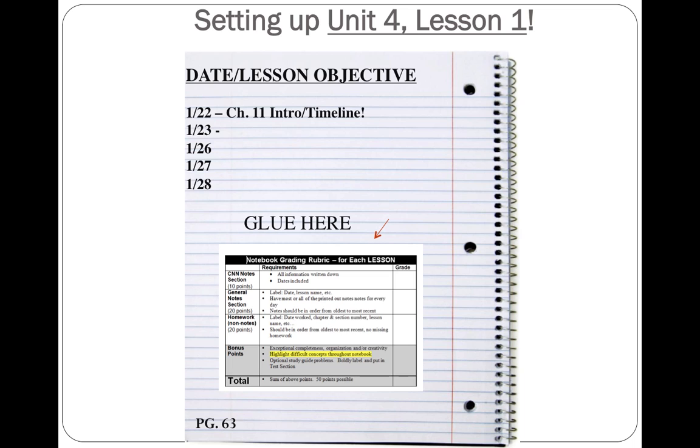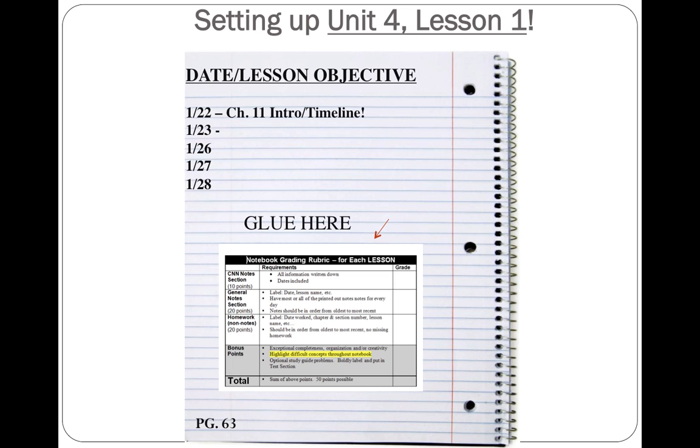Okay, moving on. Page 63 is where you write your date and lesson objective. I'm going to give you this notebook grading rubric in class the next time I see you, so you're going to go ahead and glue that in when I give it to you. It'll give you a breakdown of how I'm going to be grading these notebooks, and for those of you with good attention to detail, yes, this is now going to be worth 50 points, because there's going to be some more work in here, especially more homework type stuff.